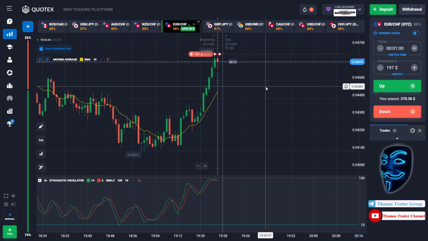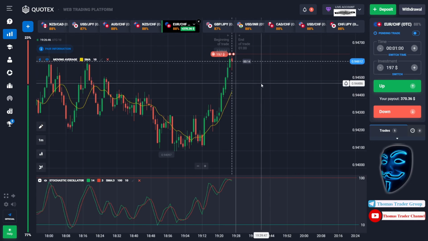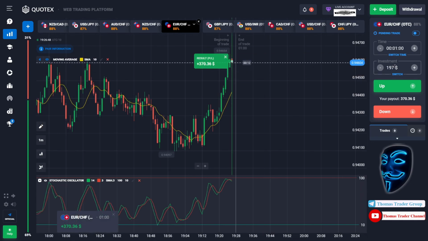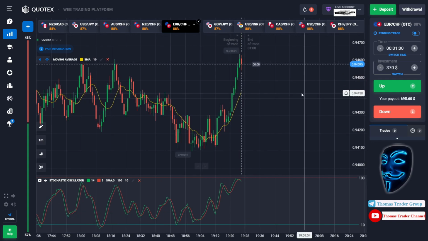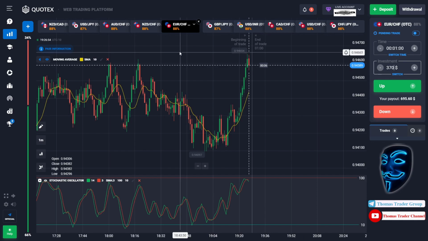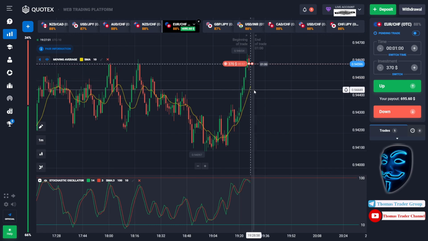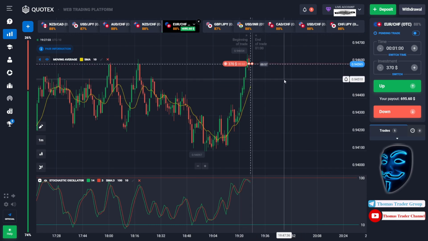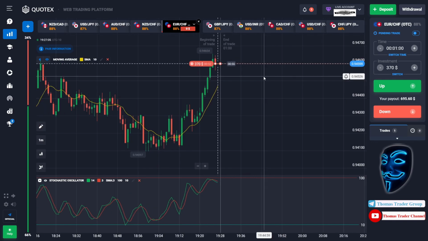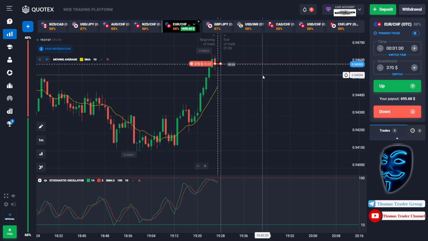We made a right prediction over here. We made a profit of $370. Let's change our investment into $370. And over here we still can open sell for 1 minute, because I'm sure that the market will still continue the correction to the support area or the moving average line before it continues the bullish trend. Let's prove it and let's wait till the end of our trade.